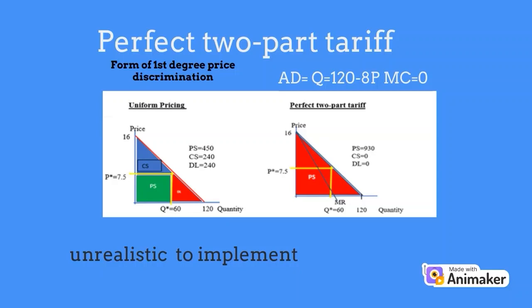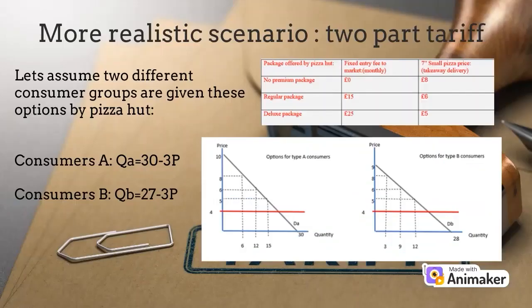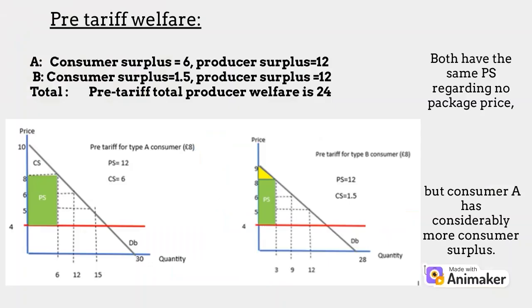Instead, using second-degree price discrimination, we look at an imperfect two-part tariff, a more realistic model. Using an imperfect two-part tariff, Pizza Hut could provide their consumers with a menu of options to allow self-selection, which categorizes consumers into their respective segments. Charging a small pizza at £8 for no package, £6 for those with a regular package, and £5 for those with the deluxe package. Let's assume two different consumer groups are given these options by Pizza Hut. For a fixed monthly fee, the consumers can enjoy some discounted prices for their pizza.